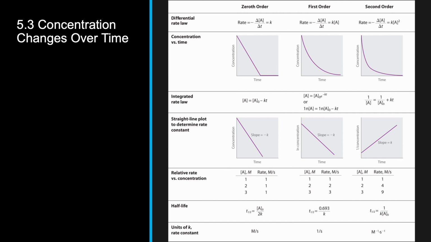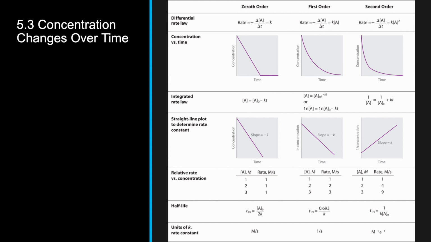The first item is the differential rate law, which we are going to talk a little bit more about this lesson. The next is concentration versus time, which is what we just went over. Again, you can see the 0th order is going to be a straight linear line with a negative slope. Our 1st order is going to have a little bit more curve, and then our 2nd order is going to have a lot more curve. Then we have our integrative rate law. Again, we're going to talk about that today.